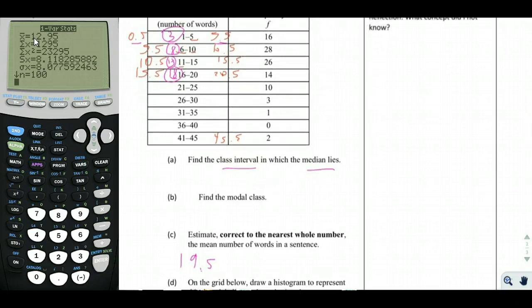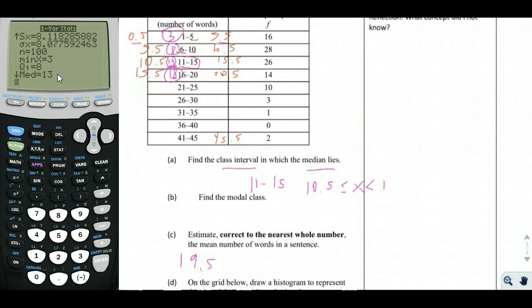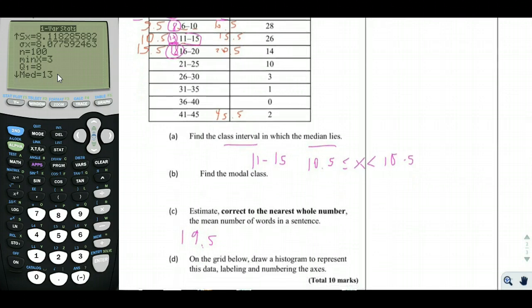So the class interval in which the median lies, so let's see, where is the median? We'll go down here where it says median. It says 13. So the median is in the class which has the center value 13, so that would be 11 to 15. So we could say, yeah, that's in the 11 to 15 class. Or you could also say maybe that it's the 10.5 to 15.5 class. Okay? Either one of those would be fine.